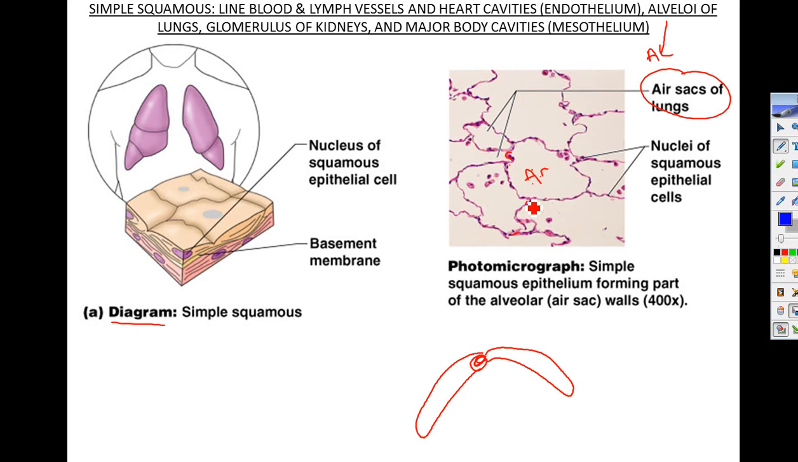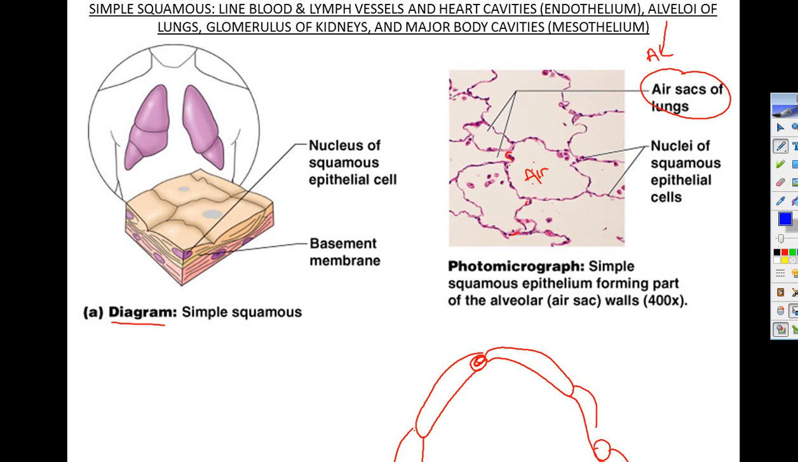Wait, is that the alveoli that labeled AR? Oh, well, no. This is alveoli. This is actually air here. There's air here, and then what's going on in between each one of these cells? So imagine now I would connect another one. All right, let's connect. All right. Does this make sense?